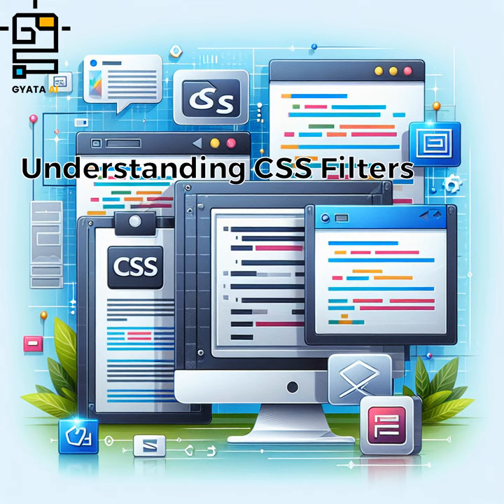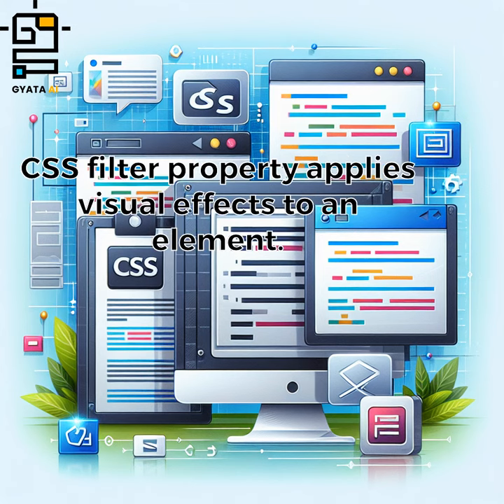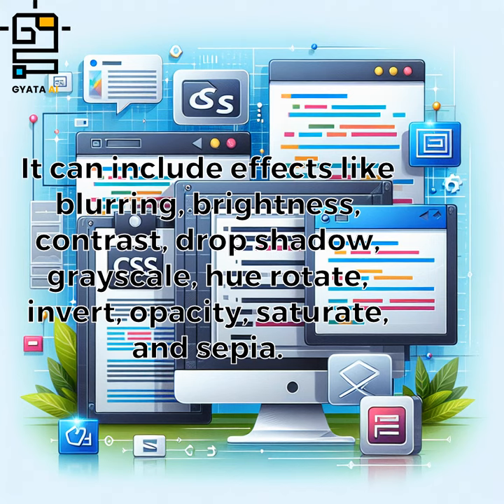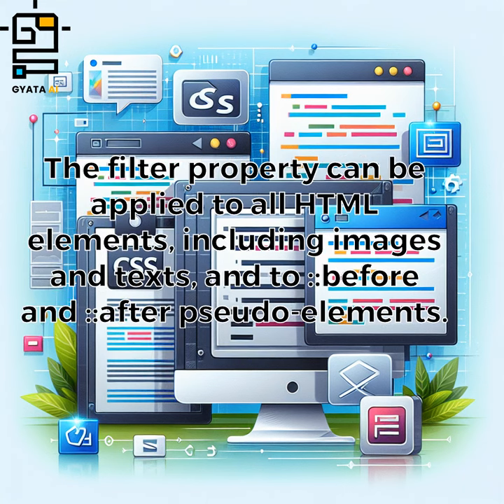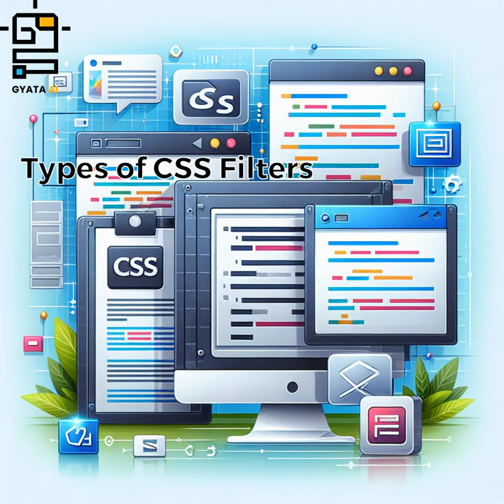Understanding CSS filters. The CSS filter property applies visual effects to an element. It can include effects like blurring, brightness, contrast, drop shadow, grayscale, hue rotate, invert, opacity, saturate, and sepia. The filter property can be applied to all HTML elements, including images and texts, and to before and after pseudo-elements.